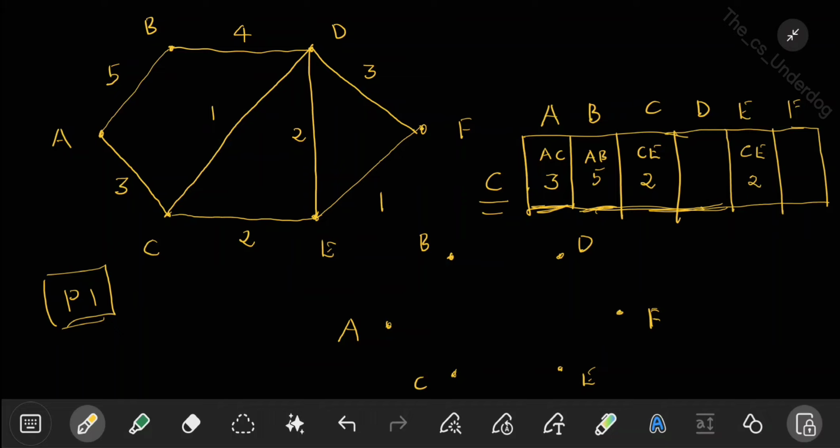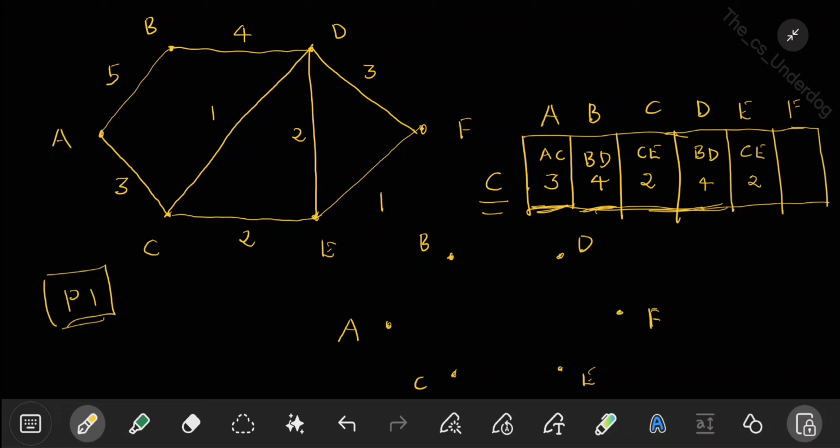Which is the next edge to consider? Let us consider BD. If you are considering BD, it is having weight 4. What about B? B is presently having AB with value 5. So 4 is smaller than 5. So you will substitute this with BD with value 4. What about D? D is presently not having any value. You will put BD with value 4.